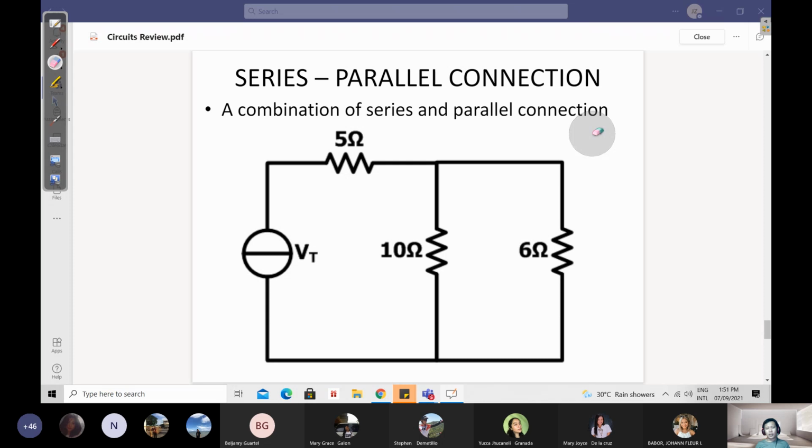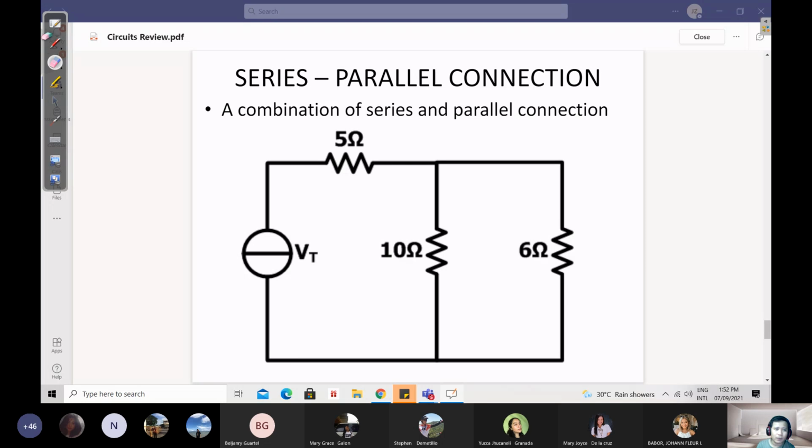Then after that, redraw your circuit. After combining, redraw your circuit, then look at the new circuit. Okay? If it is still a series parallel combination, simply start with whatever parallel or series is there. Again, the technique is to slowly simplify your circuit until it becomes just a basic series or basic parallel. Okay?